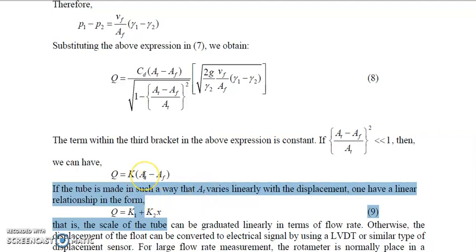If this AT value is linearly varying, one has a linear relationship in the form Q is equal to K1 plus K2x. And what is this x? This x is the displacement of float. Okay. By mathematics, we can prove that if in this formula AT is varying linearly, then we can have this linear relationship where x is actually the displacement from bottom to top, how much it has been displaced.